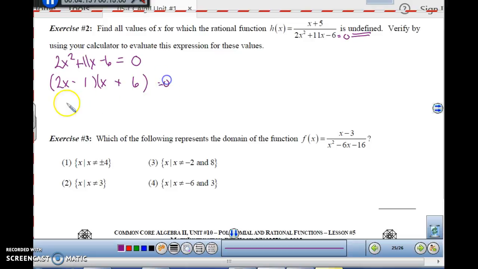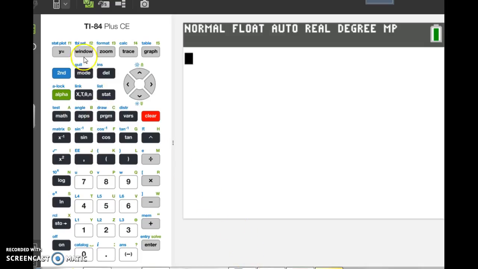Set them equal to 0. 2x minus 1 is equal to 0. x plus 6 is equal to 0. 2x is equal to 1, so x is equal to a half, and x is equal to negative 6. Okay, so those are the values of x. If I plug in x equals 1/2 and x equals negative 6 in here, it's going to make the denominator equal to 0. All right, so let's verify this in the calculator.